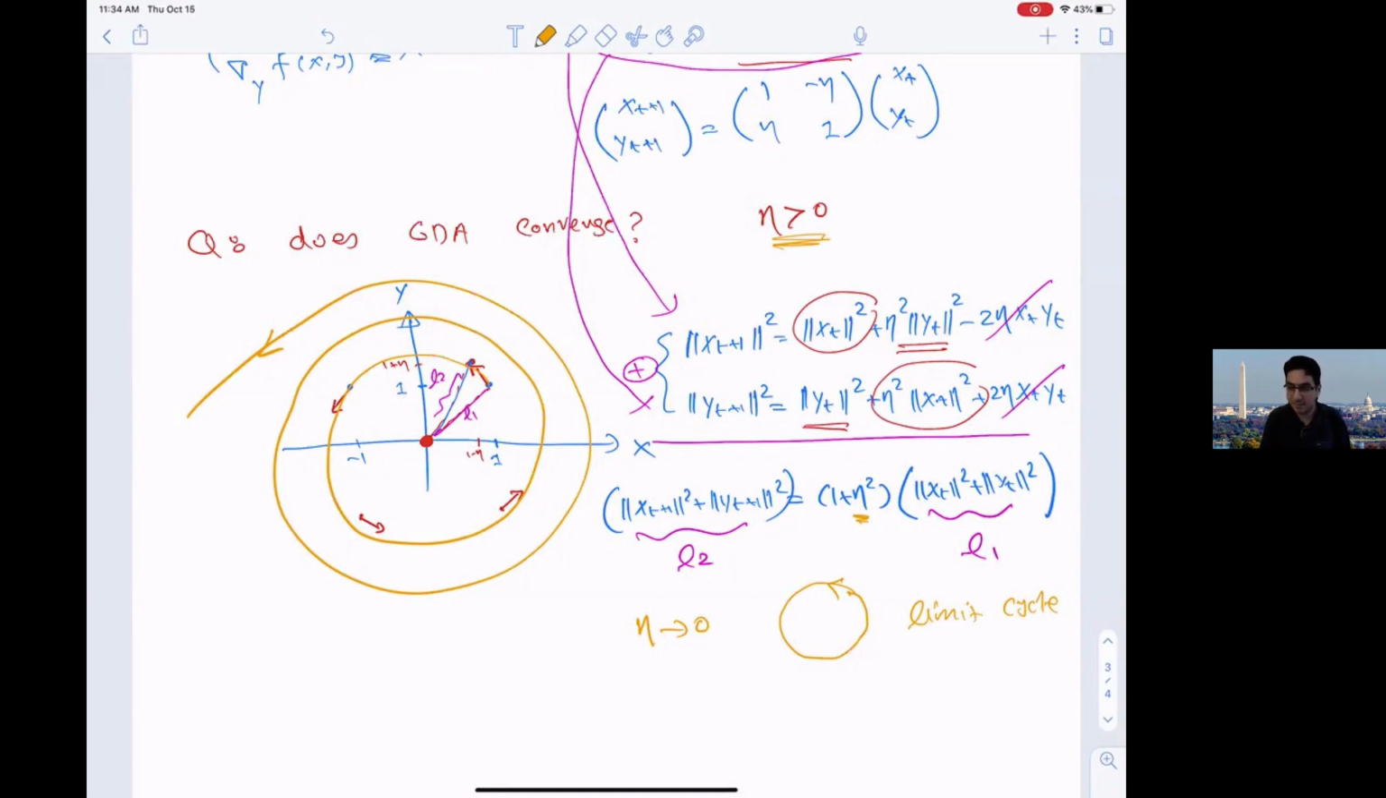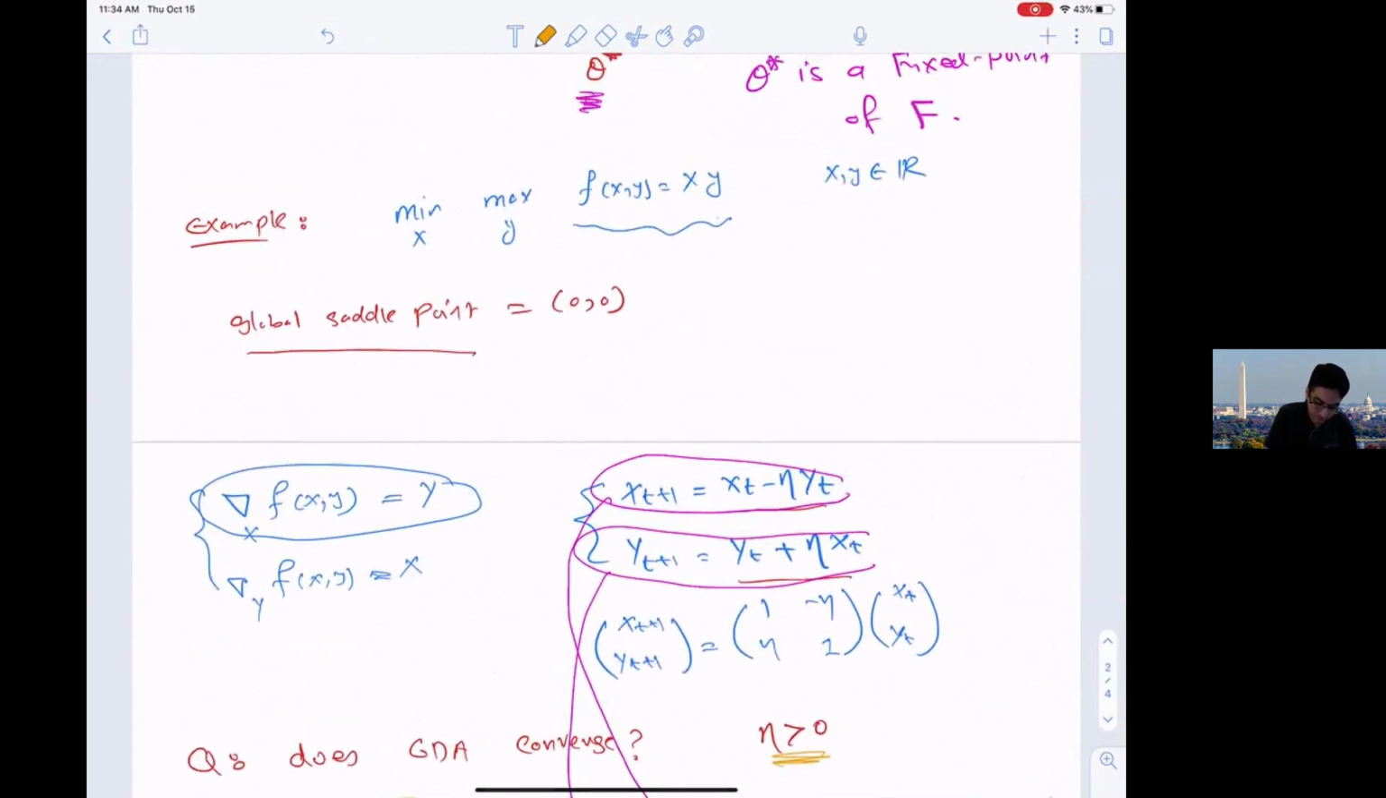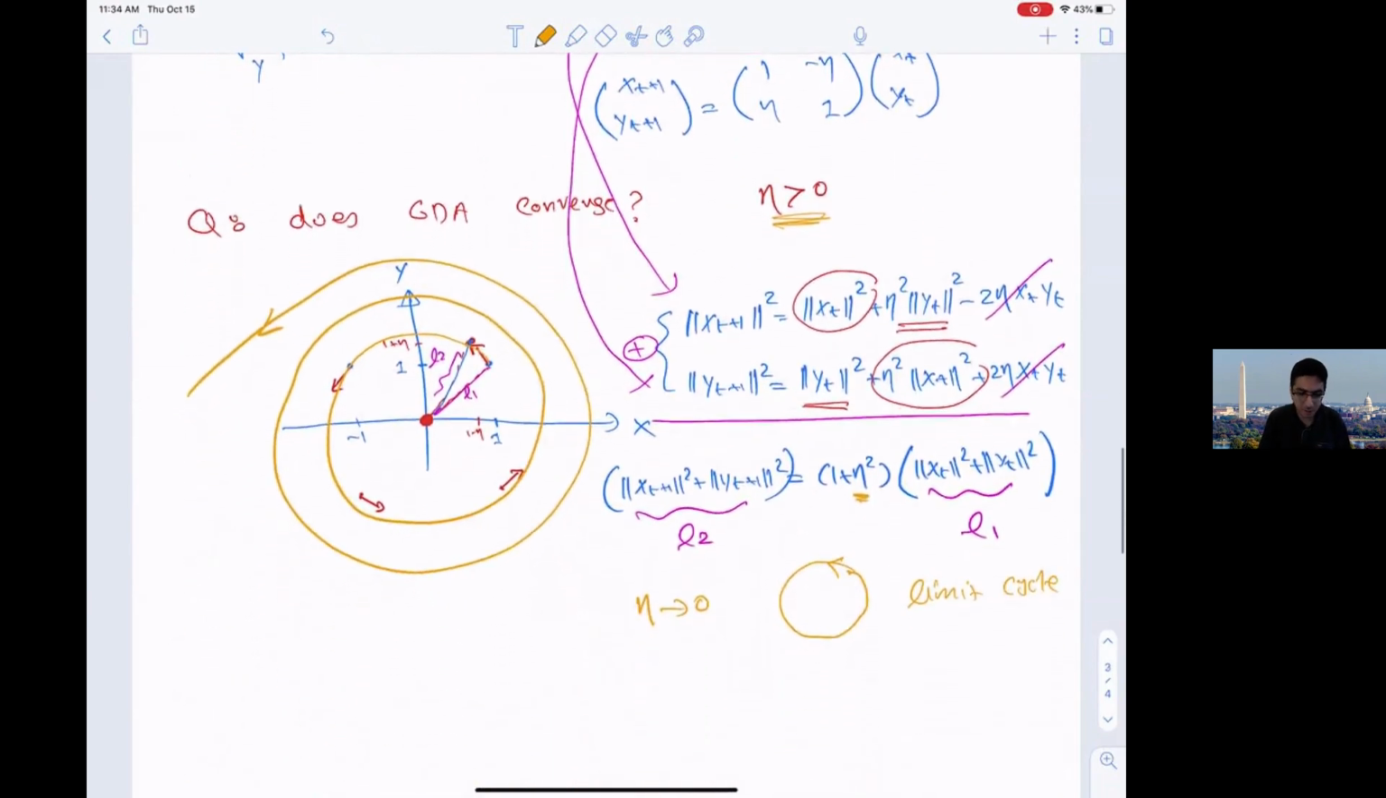So as you can see, min-max is very, very different than just a minimization problem. But this is one of the simplest examples for the min-max, where your objective is just a bilinear objective. So it is linear in X and also linear in Y. And as you can see, dynamics coming from GDA doesn't actually converge. It can diverge to infinity, or from a gradient flow point of view, it may be stuck in a limit cycle. Yes, eta is always positive here.